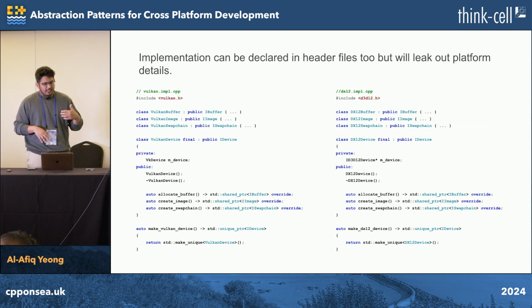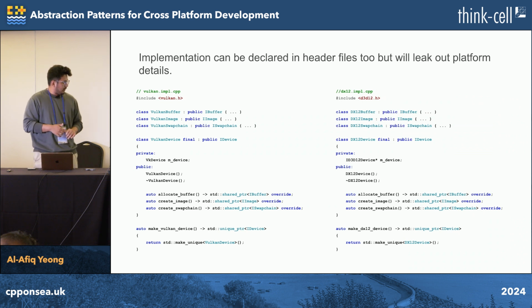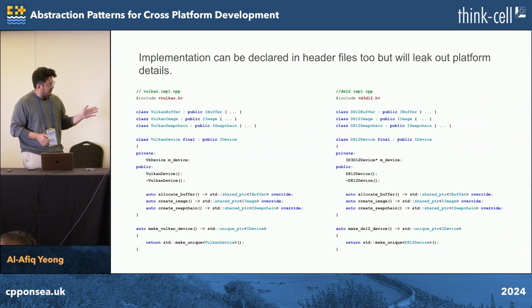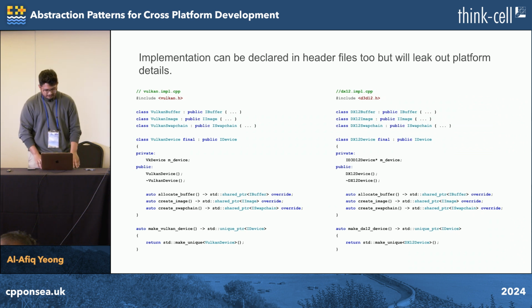And then for each method in the interface, we override and fill it with the implementation details. And then notice the factory functions. We simply create an instance of the implementation and then return it as the interface.